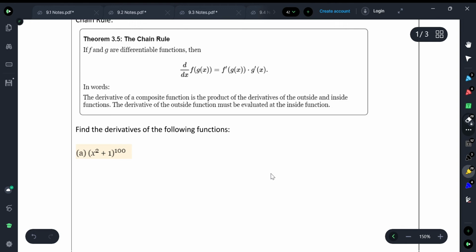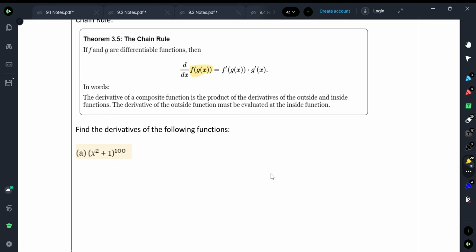So the chain rule basically says if you have a function within a function, when you take the derivative of that, you're taking the derivative of the inside function and multiplying that by the derivative of the outside function. Okay. Well, let's make more sense of it. It's really a composite function.